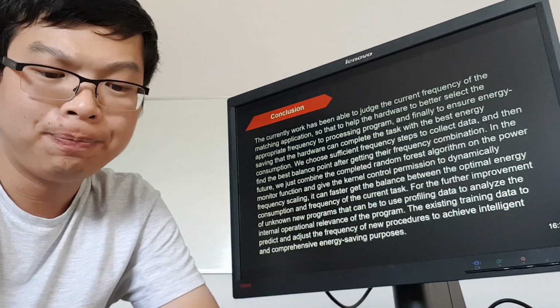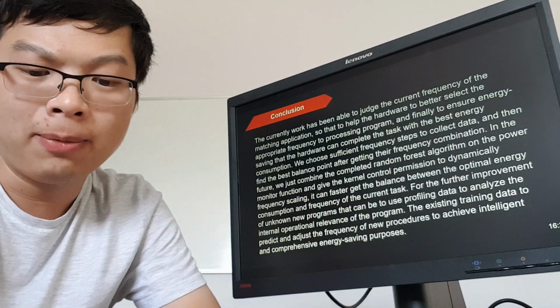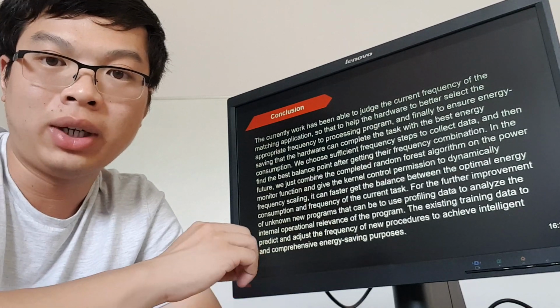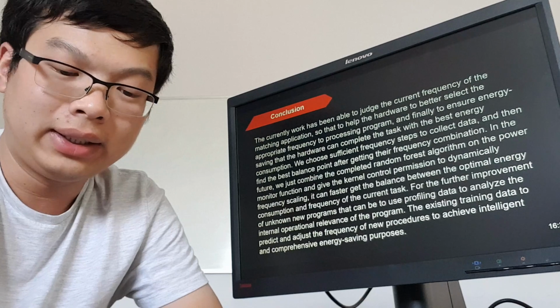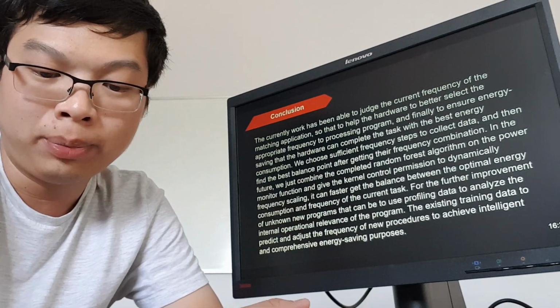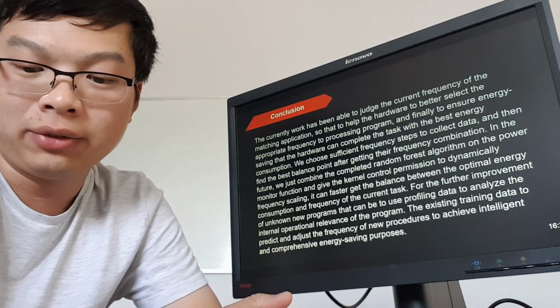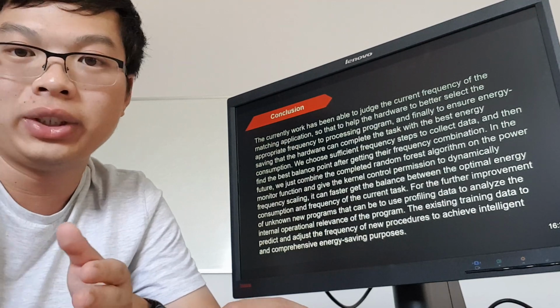So finally, we just need to combine this random forest algorithm with the power monitor function and give it the kernel control permission to dynamically scale the frequency. That is the whole project.